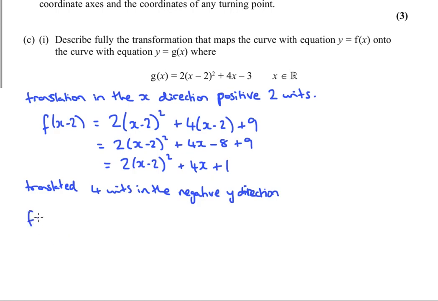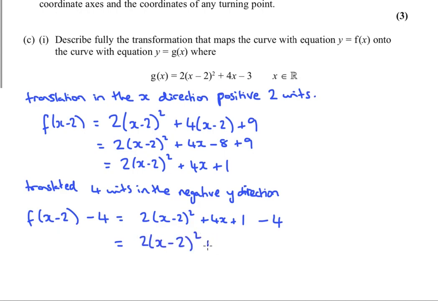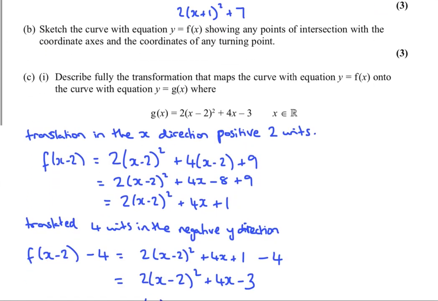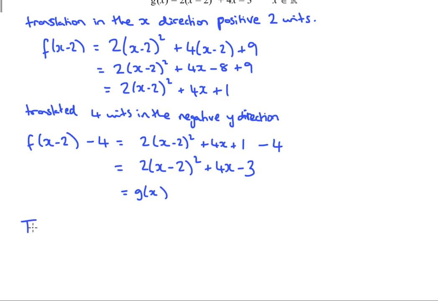And then we can hopefully see that if we do that transformation to the middle transformation, so if I just take 4 off, that will be 2 lots of x minus 2 squared, add 4x, add 1, and then take away that new 4, which will get us the minus 3 that they've got at the end of theirs, which is g of x. So how it says describe fully the transformation that maps it from here to here. And it's suggesting that there's only one, so we need to say that that's happened as a vector. So the overall transformation is a translation by the vector (2, negative 4). So it's gone 2 right and 4 down.